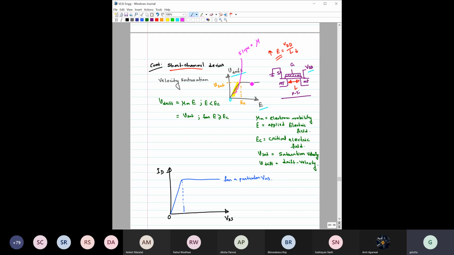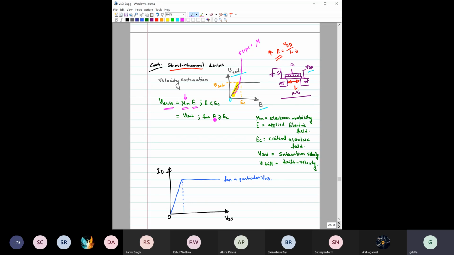Now once you have crossed this EC, there is no concept of mobility. Remember that. Mobility just defines the slope, meaning if you increase the electric field, what the change in drift velocity should be. It is nothing else. So once you have crossed this, the concept of mobility is invalid.